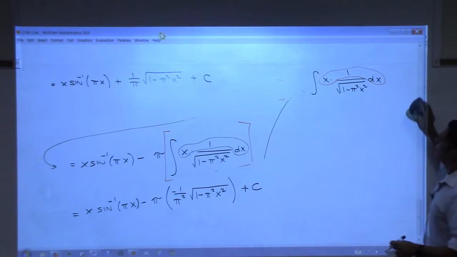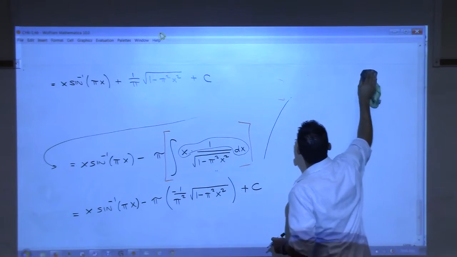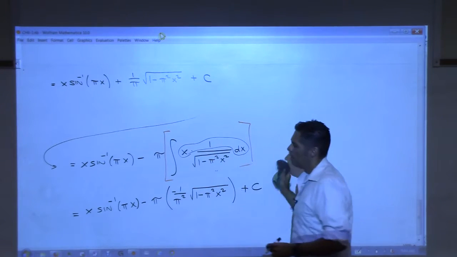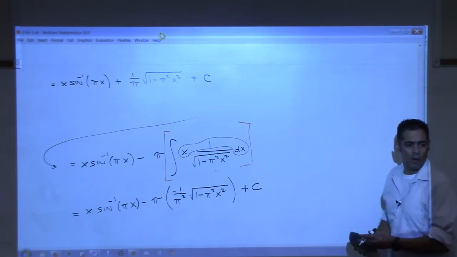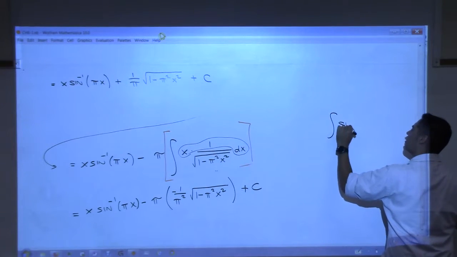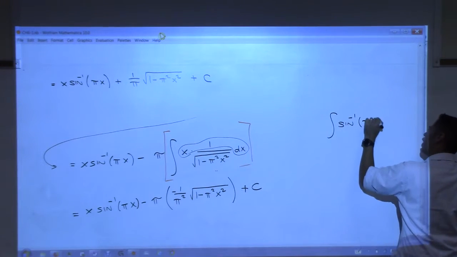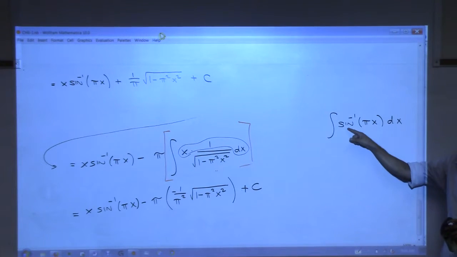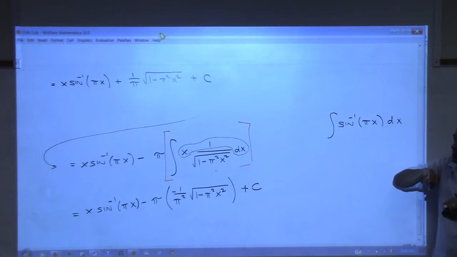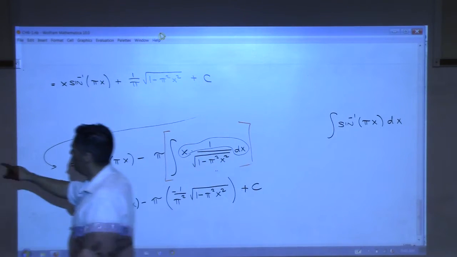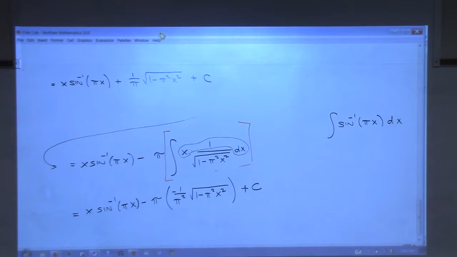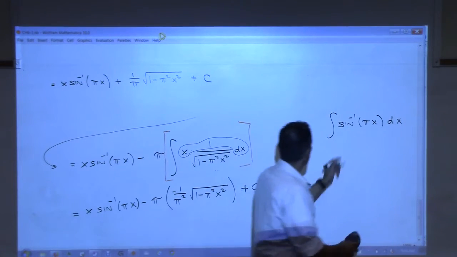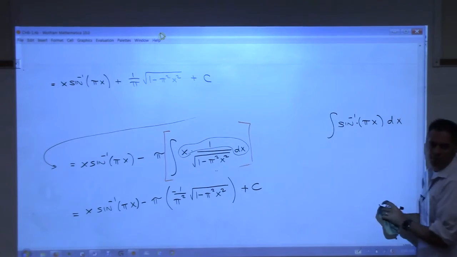Would we have made any progress if we had put dv as pi x? Oh, in the original problem? Okay, so this is arcsine. This is the original problem. You cannot use pi x as dv because pi x is inside of a function, so it's not being multiplied. In the formula, your dv has to be multiplied times something. And pi x is a composition, it's inside. It's the argument of arcsine. So no, this is not a multiplication right there.